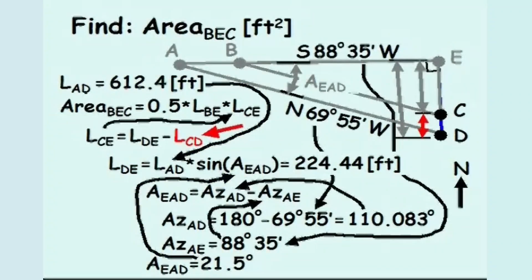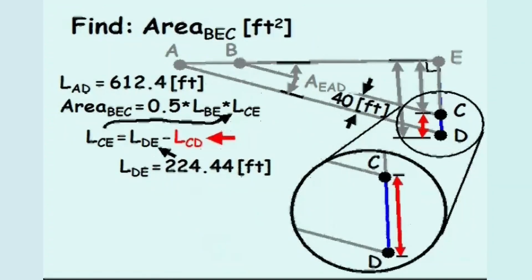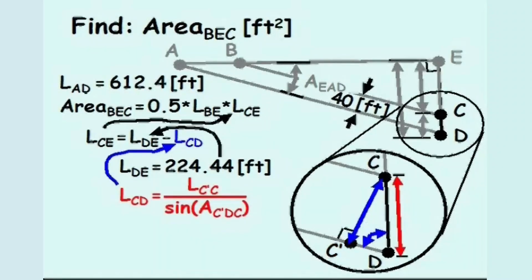To do so, we'll focus in on this area of the figure. And if we define the point C prime as the orthogonal projection of point C onto line AD, then we can equate line segment CD to the length of line segment C prime C, divided by the sine of angle C prime DC. The problem statement shows the offset between lines AD and BC equals 40 feet. Therefore, we know the length of line C prime C equals 40 feet.